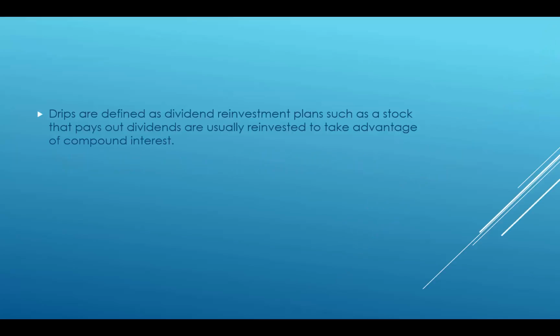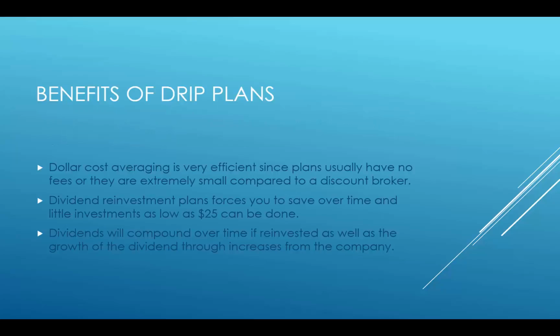DRIPs are defined as dividend reinvestment plans, where a stock that pays out dividends has those dividends reinvested to take advantage of the power of compound interest. So basically, you get a stock, it pays a $5 dividend, the stock is selling for $10, so you get half a share, a fractional share that's reinvested.